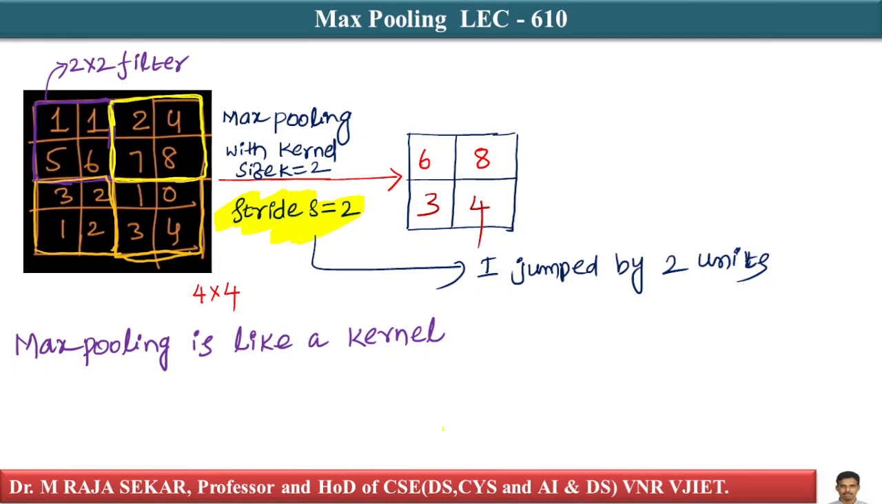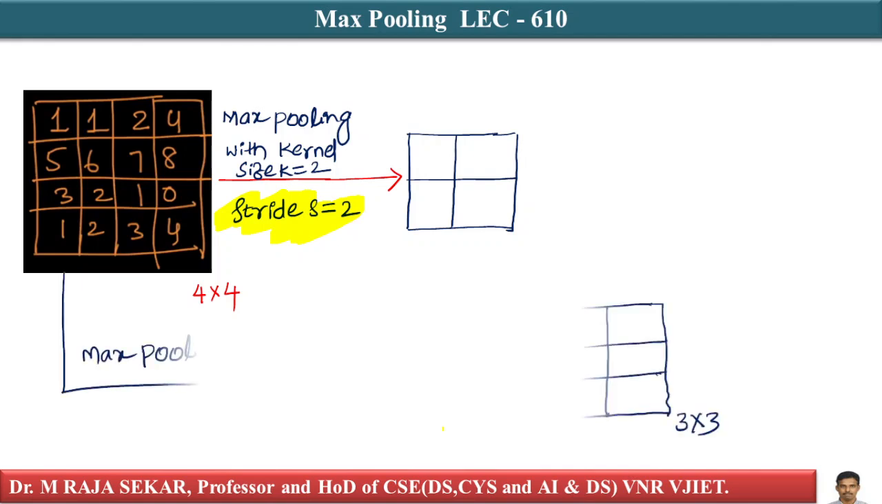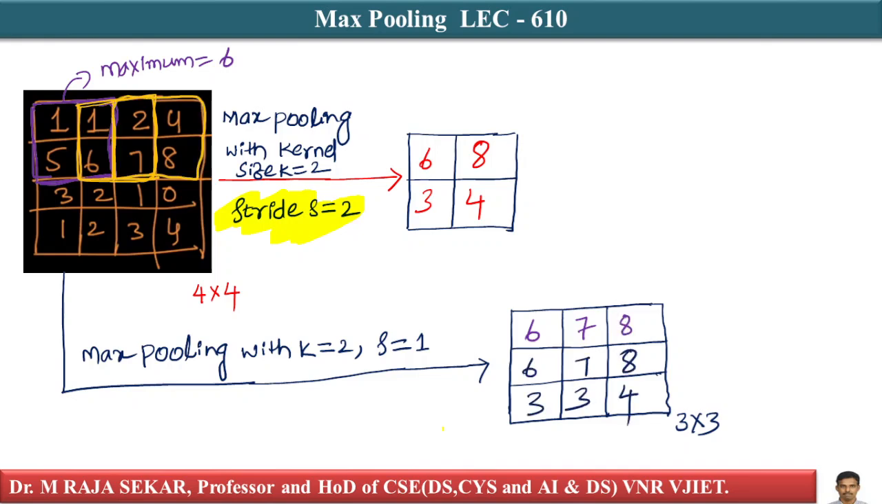Now what happens with max pooling with kernel size 2 and stride equal to 1? Let me assume like this, then I get a 3x3 matrix. What is the maximum here? The maximum value of 1, 1, 5, 6 is 6. Again 1, 2, 6, 7 is 7, because my stride equals 1. And 2, 4, 7, 8, the maximum value is 8. In a similar manner, I can fill all the values. The resultant matrix is 6, 7, 8, 6, 7, 8, 3, 3, 4.